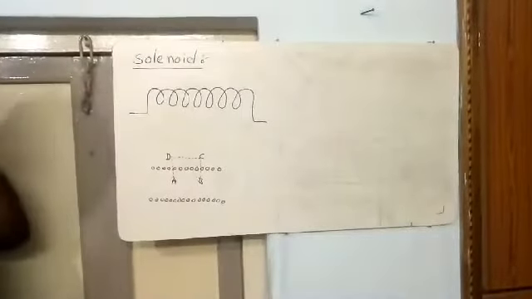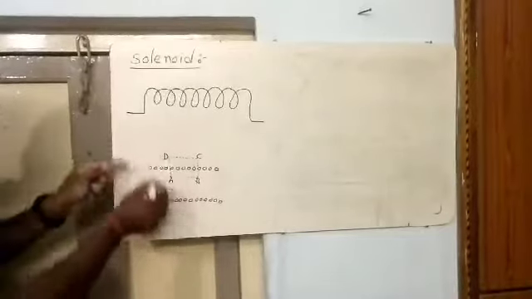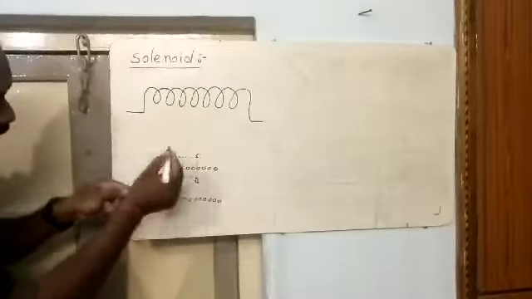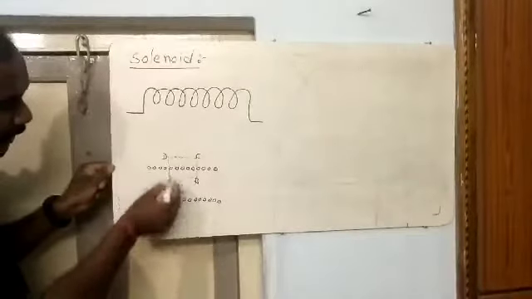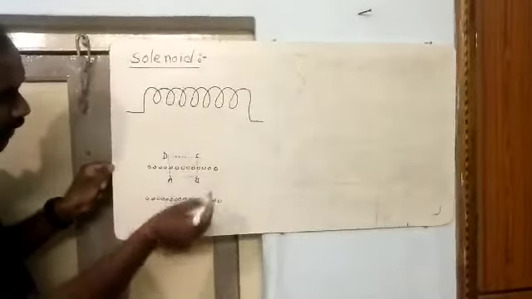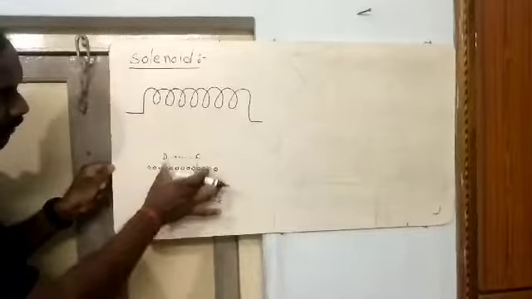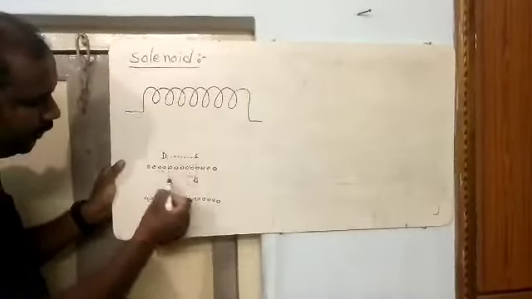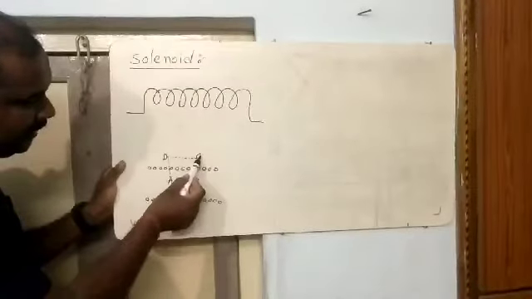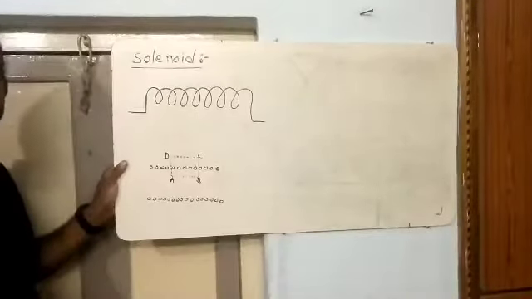See, here the number of turns are moving like this. Suppose here this is upward, this will be downward. Now in that one, I am taking one small portion of the solenoid. In this portion, 4 parts are there: AB, BC, CD and DA.